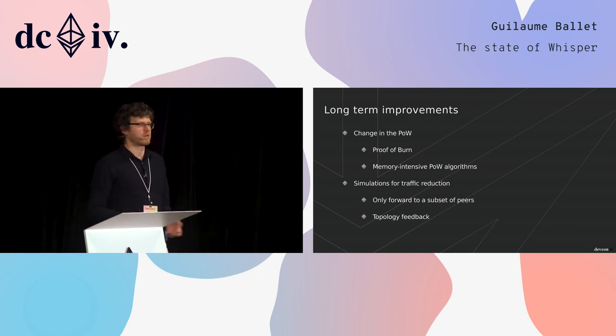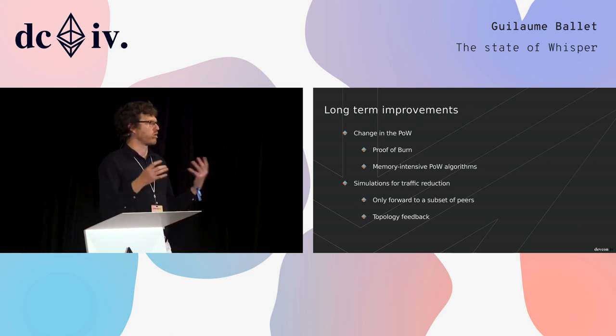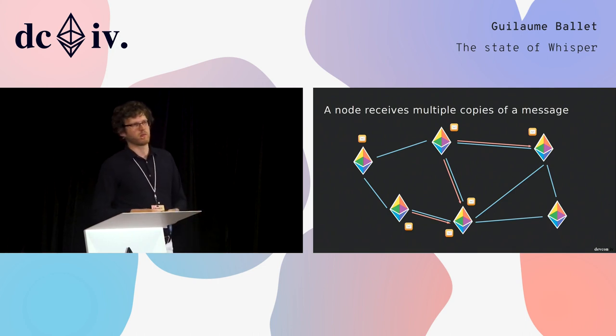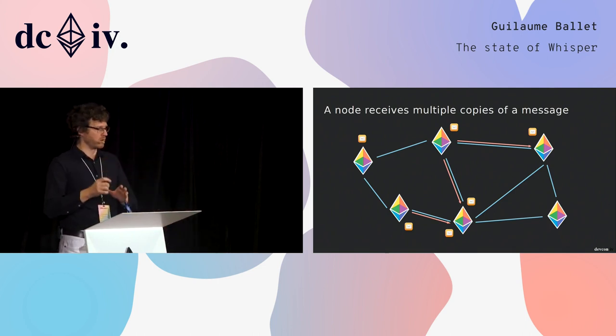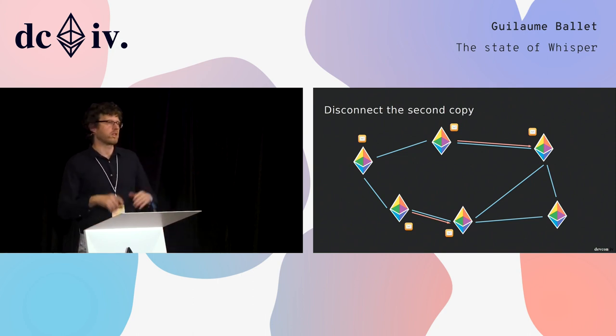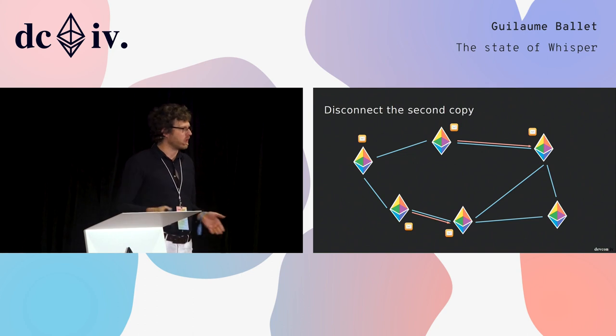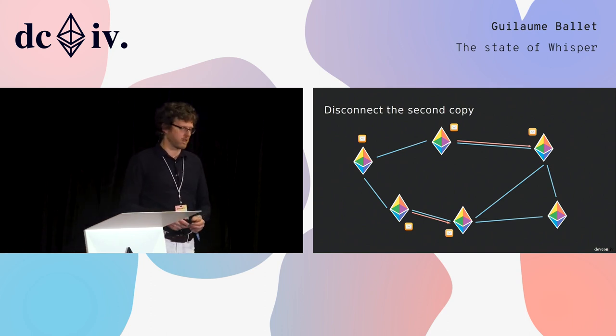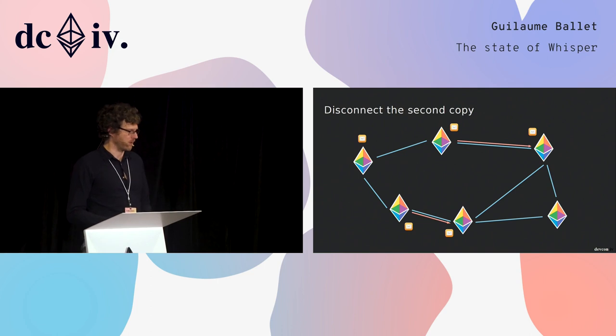And then I want to do some simulations: try to not forward the message to every single node, try to have a bit more feedback between the nodes. So, once again as a contrived example, if you remember this slide, at the point where the node received two messages, if you see that the same message keeps coming from two different peers, well, you simply remove one of the peers. Once again, this is a very contrived example. We need to make sure that privacy, and metadata privacy, is ensured if we do that. But I think it's a good experiment to have in the coming year.